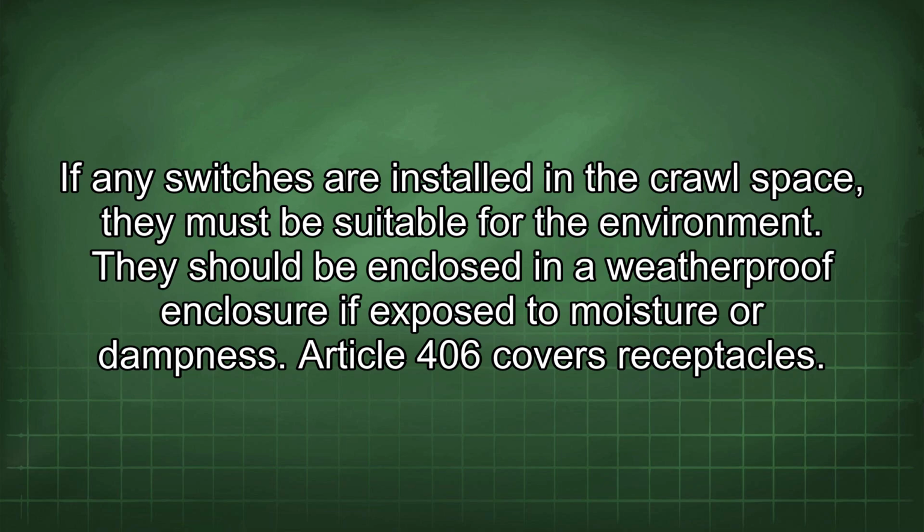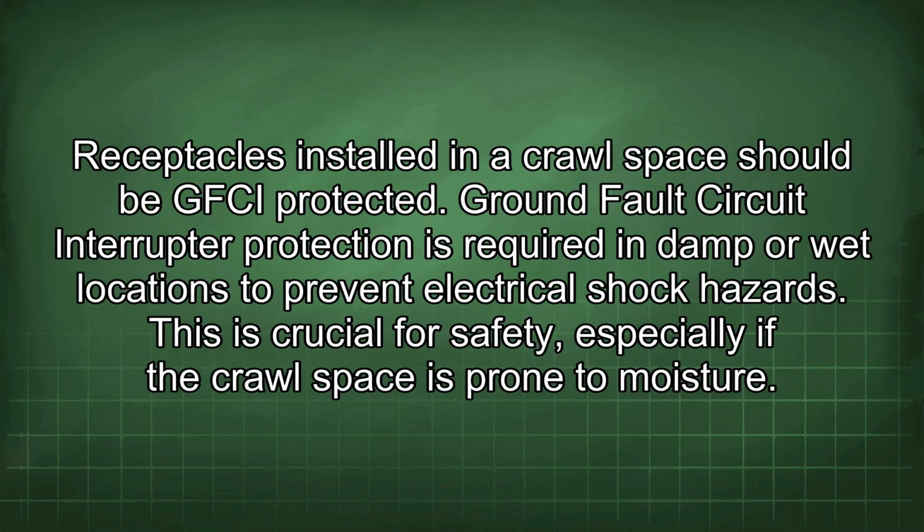Article 406 covers receptacles. Receptacles installed in a crawl space should be GFCI protected. Ground fault circuit interrupter protection is required in damp or wet locations to prevent electrical shock hazards. This is crucial for safety, especially if the crawl space is prone to moisture.